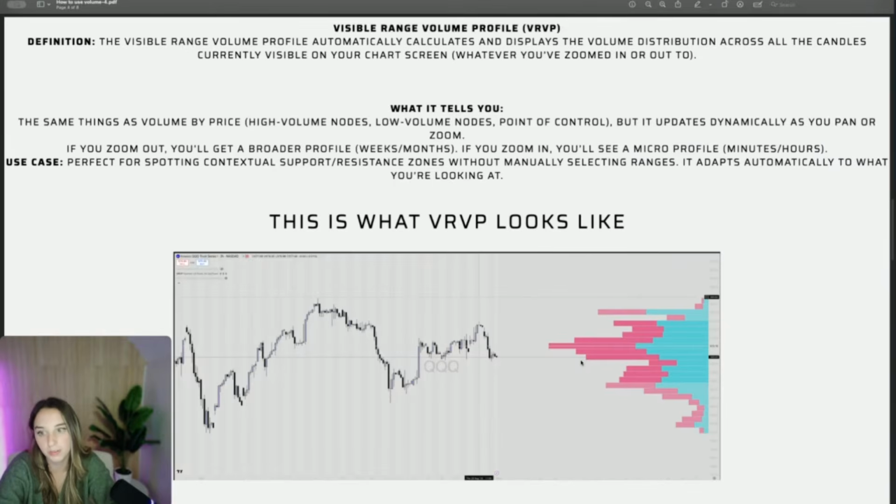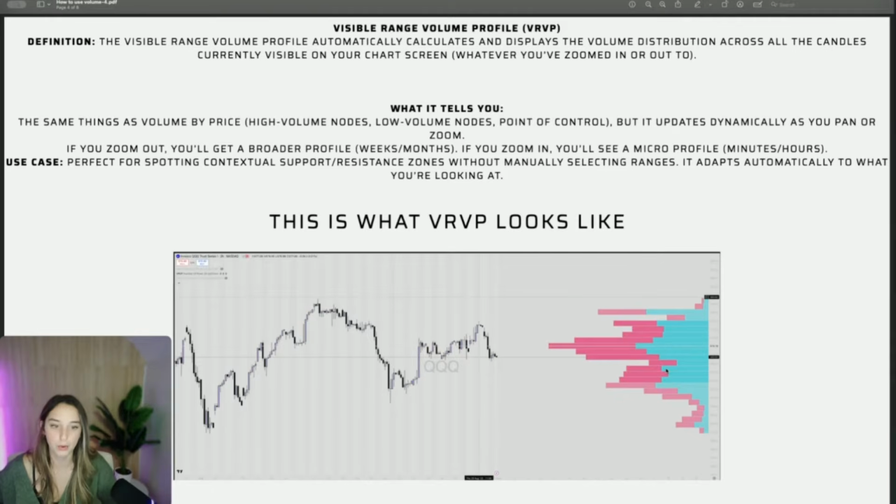Now, my personal favorite is going to be the visible range volume profile. It automatically calculates and displays the volume distribution across all the candles currently visible on your chart screen. So if you're in the 5-minute time frame, it'll show you the volume currently for all those candles presented in the 5-minute time frame, as you can see. And before I continue, if you want to add this to your chart, again, this is my favorite indicator for volume. Look up visible range volume profile on TradingView.